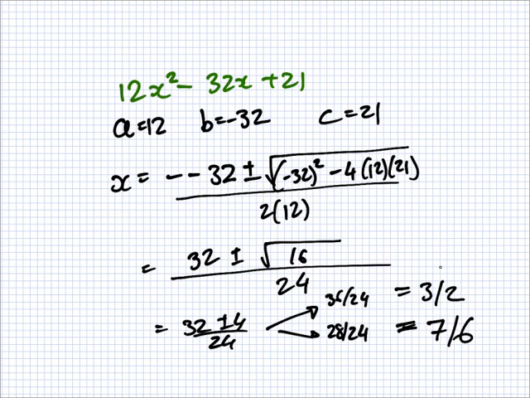Now this one worked out nicely because here we had a 16. Yeah. What is the name of this type of number? Perfect square? Perfect square, yeah.